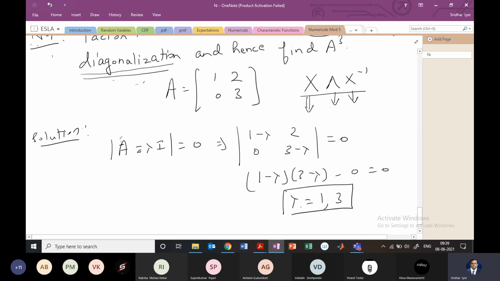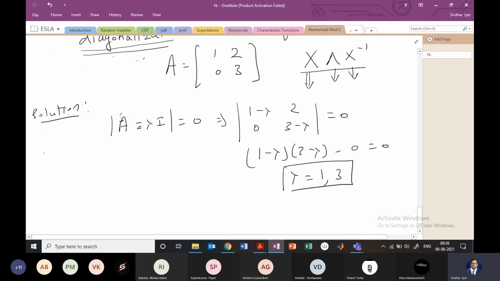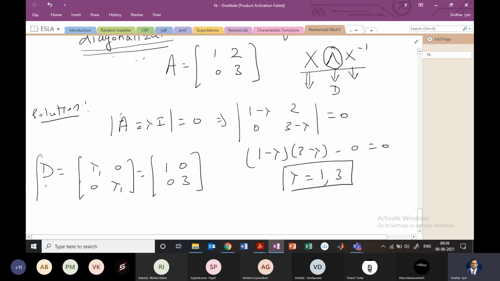Okay. Now with the eigenvalues, I can write the diagonal. Because the diagonal is nothing but lambda 1, 0, 0, lambda 2. Therefore the diagonal is just 1, 0, 0 and 3. So this delta in the question which I am circling corresponds to diagonal D. So we have found diagonal D using the eigenvalues.